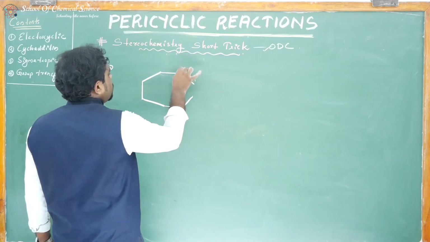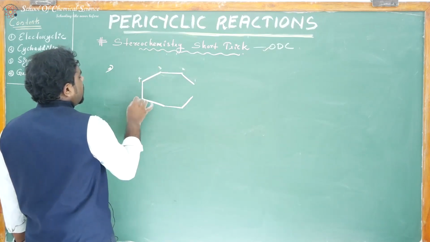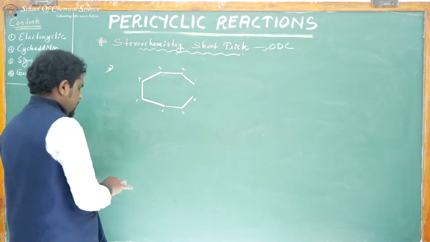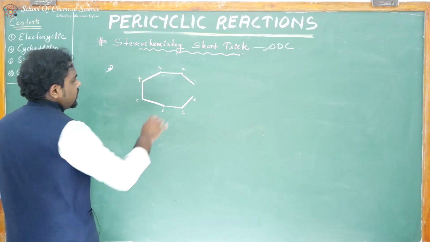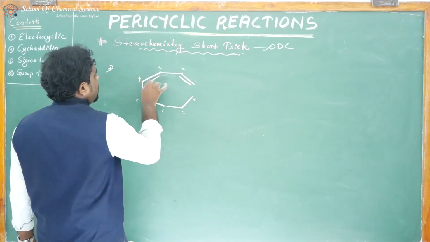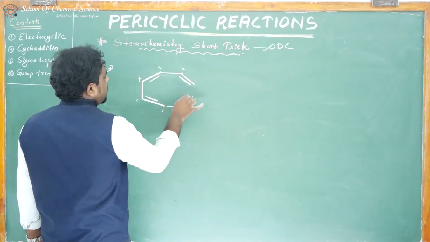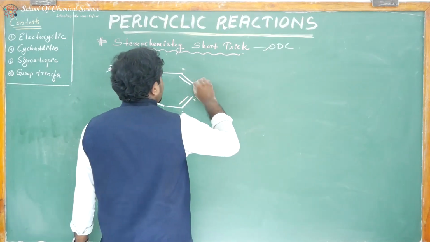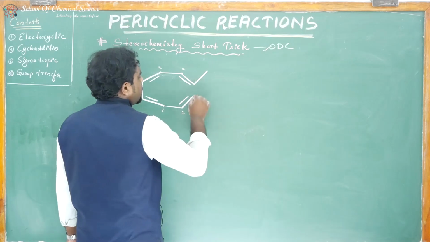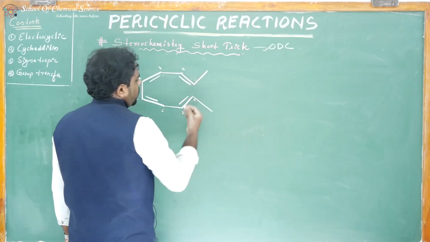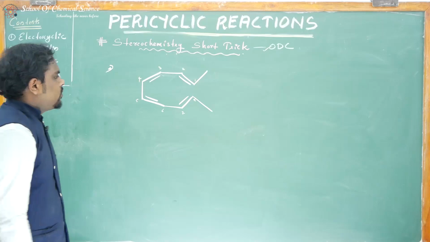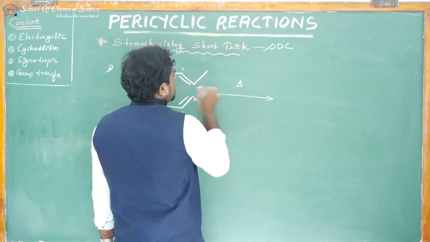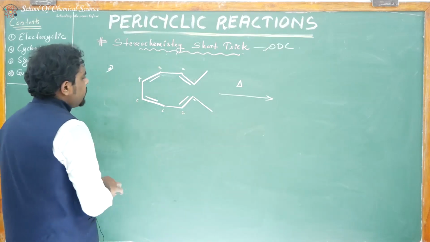1, 2, 3, 4, 5, 6, 7, an 8-membered ring. Double, single, double, single, double, single, double. So here two substituents are there. One above, other below. Thermal condition. So write the product first.